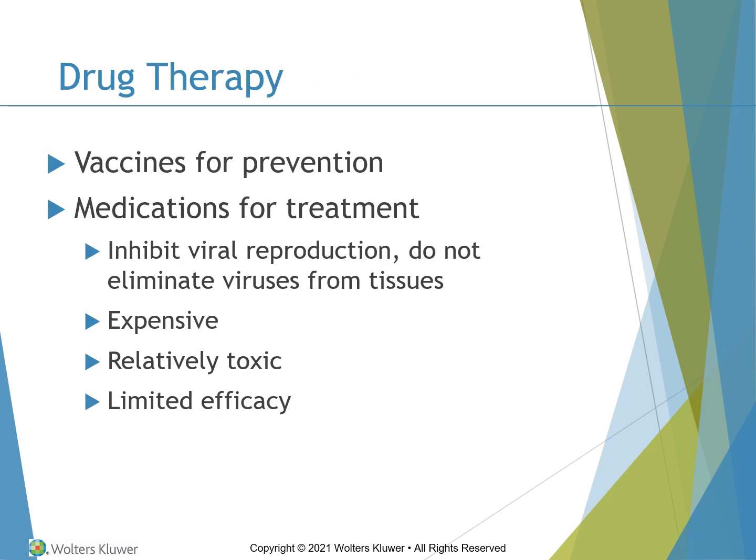Now we have the drug therapy, and we are going to talk about vaccines first. There are different vaccines that help us actually protect ourselves against viral infections. And we also have some medications for the treatment. These medications are going to inhibit the viral reproduction, but they're not going to eliminate the virus from the tissue. They're expensive, they can be toxic, and also their efficacy is limited.